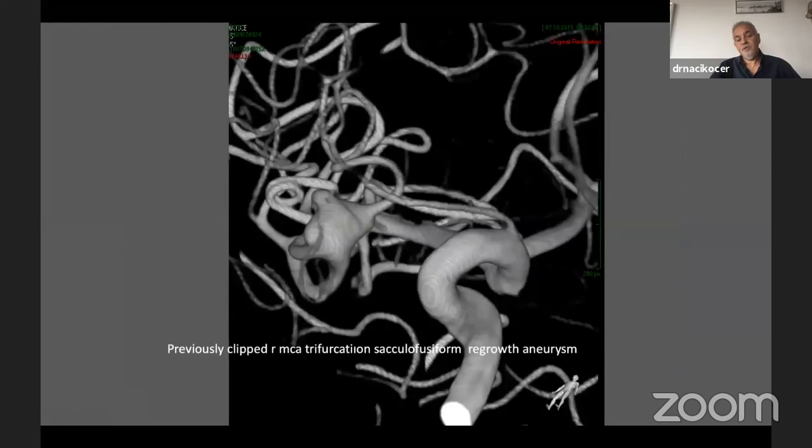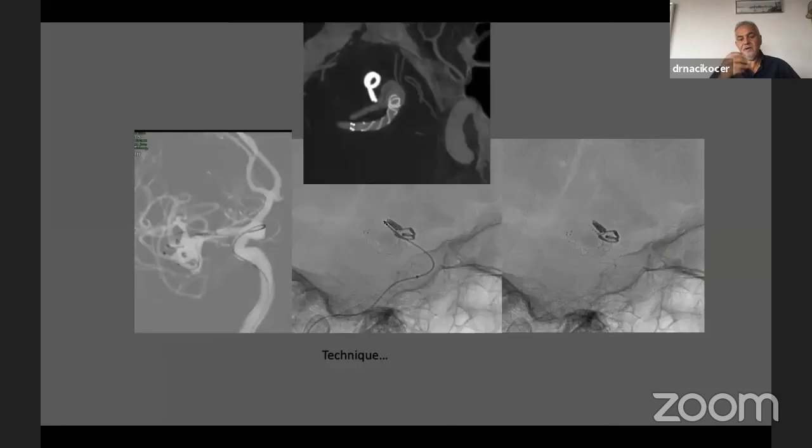And what would you do for this case? The MCA aneurysm previously clipped, but this is trifurcation, not bifurcation, and regrowth. And the patient had an additional headache, a new headache, and needed treatment. So the intrasaccular occlusion mentality, again, is not working here because we have a better solution. There are certain problems for bifurcation flow diverter mentality. We may discuss it, but this is not the main topic of today.